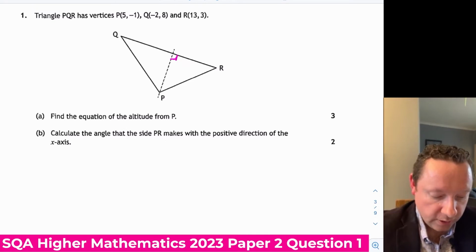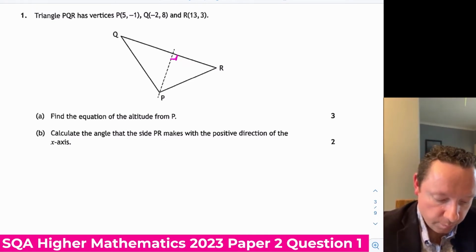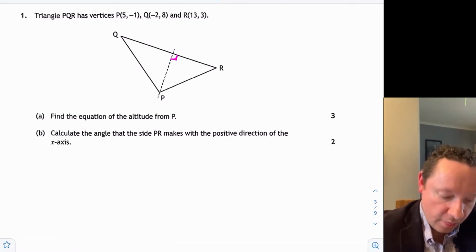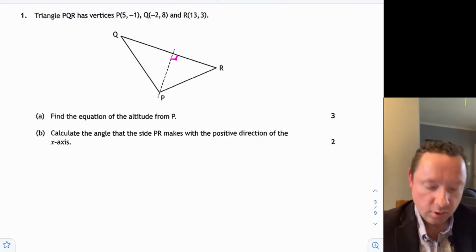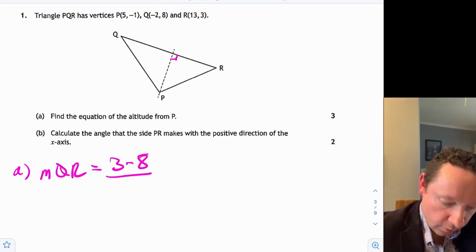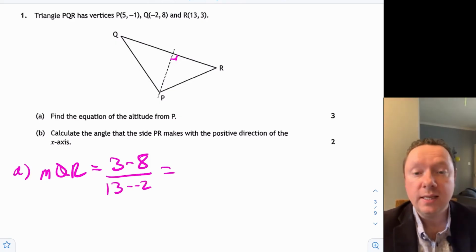Triangle PQR has these vertices. Find the equation of the altitude from P. We've already drawn in that it's a right angle, so if I can find the gradient of QR, I'll know the gradient of the perpendicular. So part A, the gradient of QR. I've got 3 minus 8 on the top over 13 minus minus 2. y2 minus y1 over x2 minus x1.